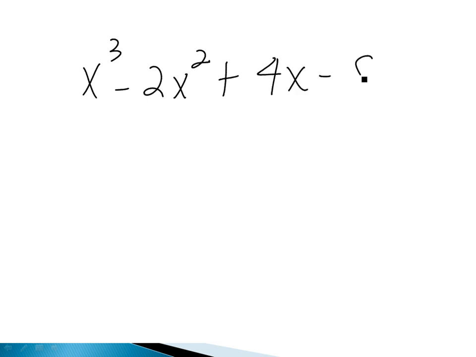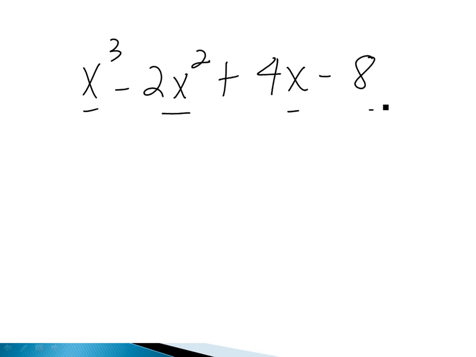Let's say you had x cubed minus 2x squared plus 4x minus 8. Always look to see if you have a GCF. We do not have a GCF for all 4 terms. Therefore, you need to consider factor by grouping since you have 4 terms. Let's group the first 2 terms together.